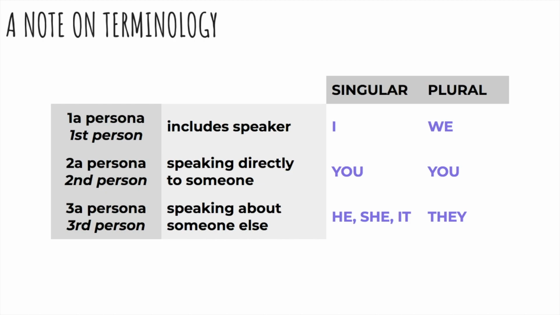The next row has second-person pronouns. The second person indicates we are speaking directly to someone else. In other words, we're saying you. The last row has the third-person pronouns. The third person is used to speak about someone else. So he, she, it, and they. In Spanish, these are called the primera persona, segunda persona, and tercera persona.